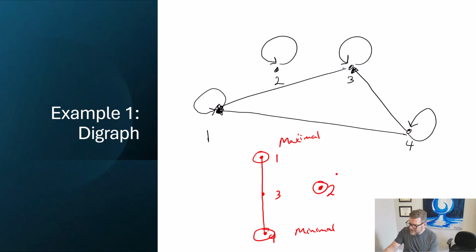2, on the other hand, is both maximal and minimal. It's both maximal and minimal because there's nothing that actually goes into 2 or nothing that comes out of 2, right? It's just off on its own.